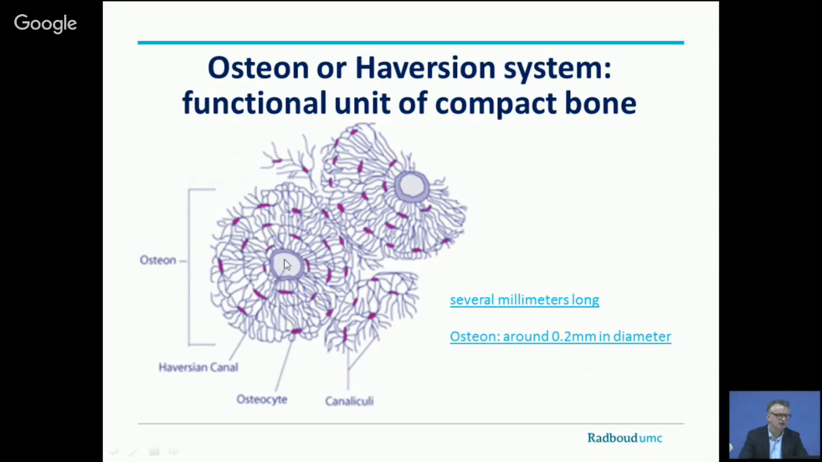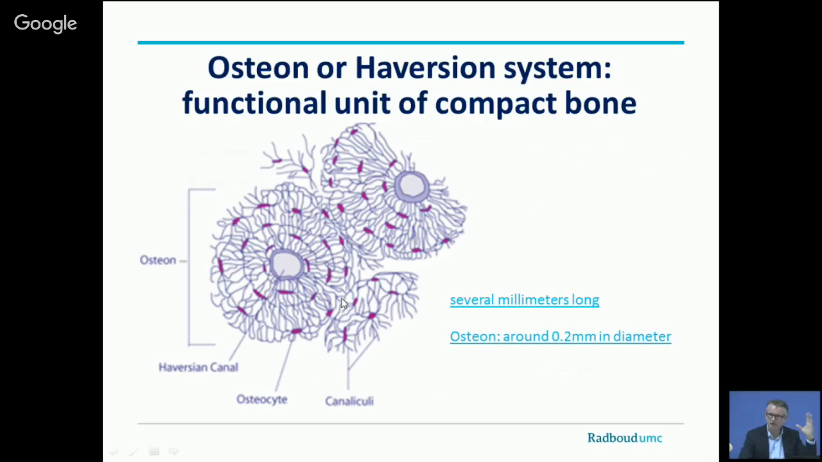And here you see the vascularization. And you can see here in purple there is an osteocyte. Yeah? And the osteocytes are the sensors in the bone. And they are connected with canaliculi to each other. So this osteocyte can communicate with this osteocyte through these canaliculi. And these canaliculi are very tiny tubes through which fluid can flow up and down.